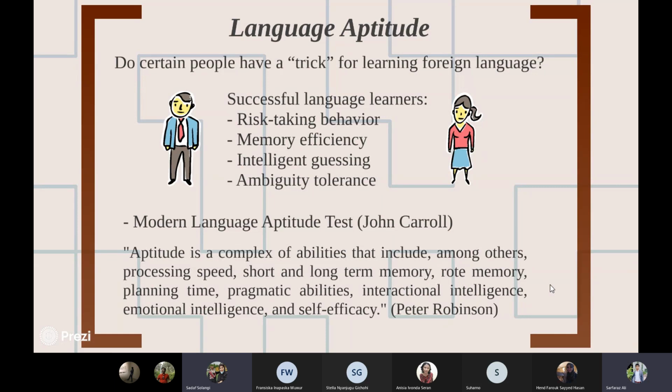One perspective of looking at such aptitude is the identification of a number of characteristics of successful language learners. Here are a few characteristics of successful learners. The very first ones are risk-taking behavior, memory efficiency, intelligent guessing, ambiguity tolerance, and so on. These are a few of the many variables that have been cited in Robinson's book 2005 and Brown's in 1991 and many others. The second one is a modern language aptitude test that was given by John Carroll.